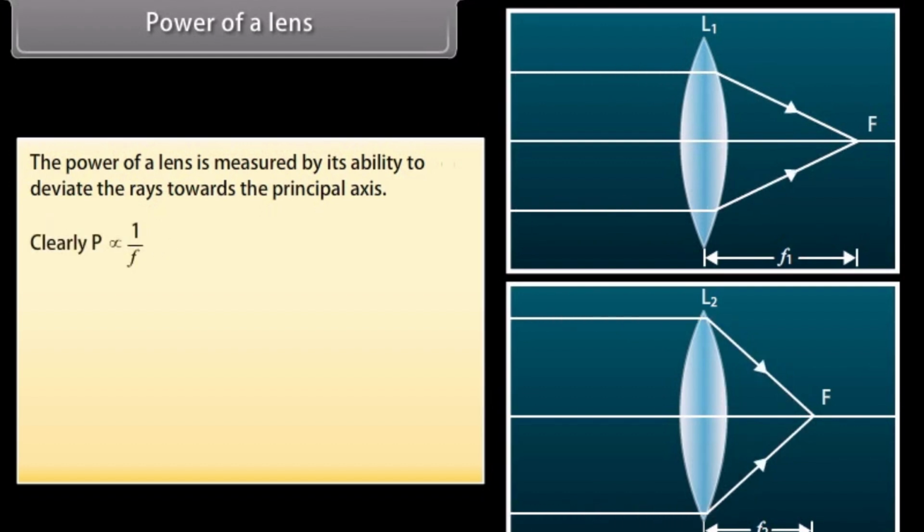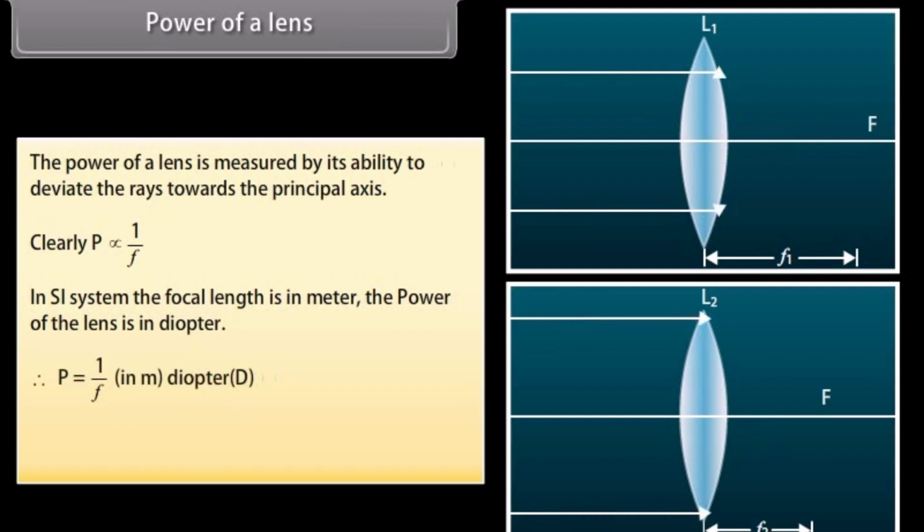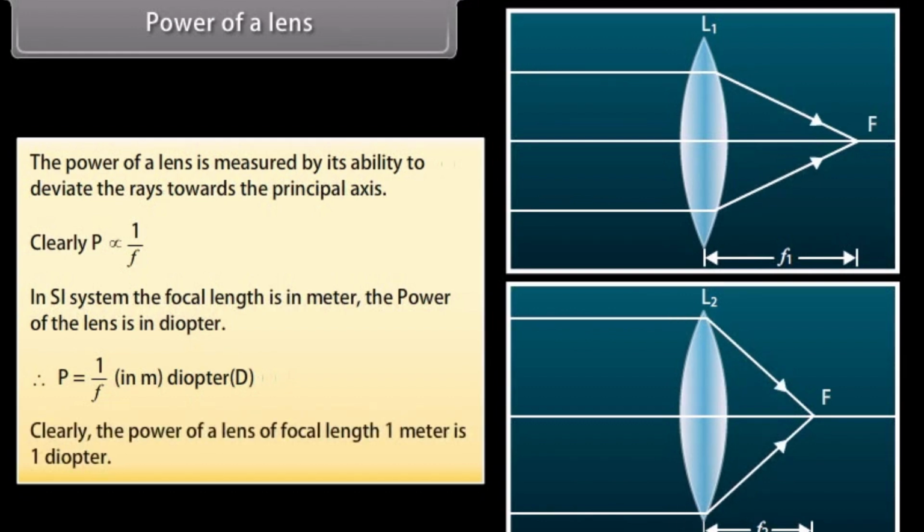Clearly, P is directly proportional to 1/f. In SI system, the focal length is in meter. The power of the lens is in diopter. Therefore, P = 1/f (in meter), diopter D. Clearly, the power of a lens of focal length 1 meter is 1 diopter.